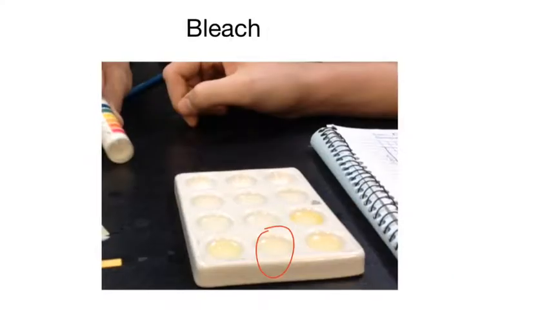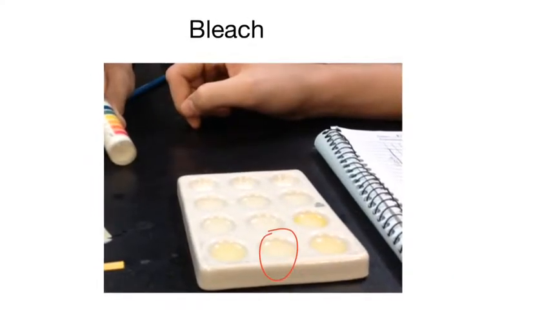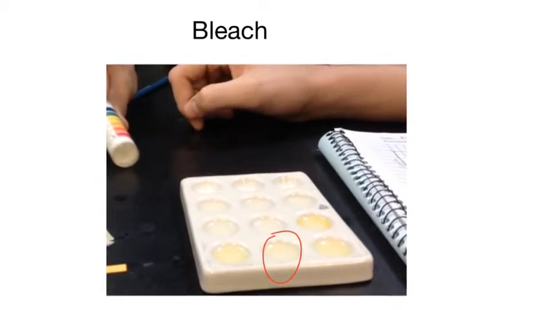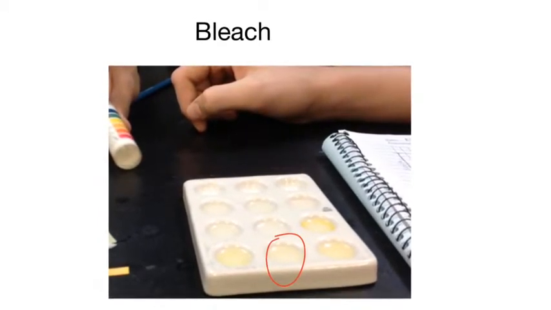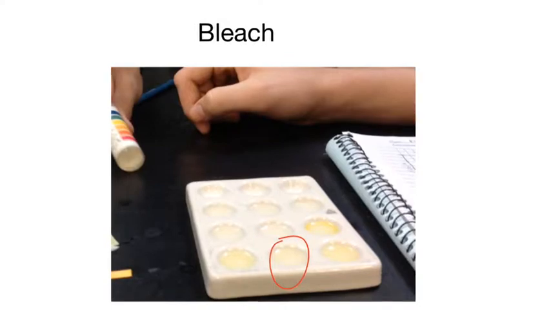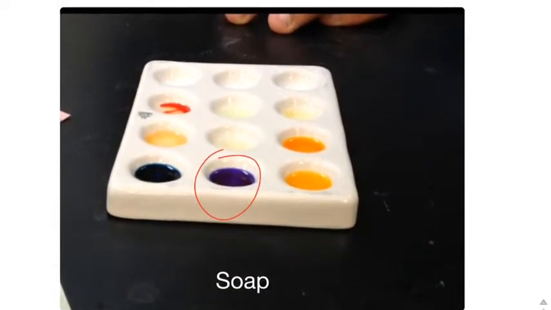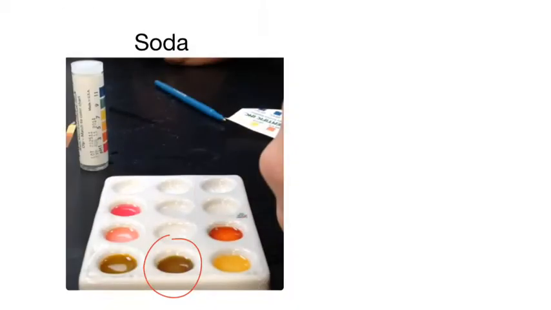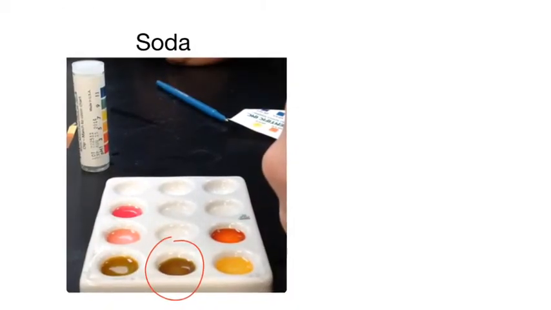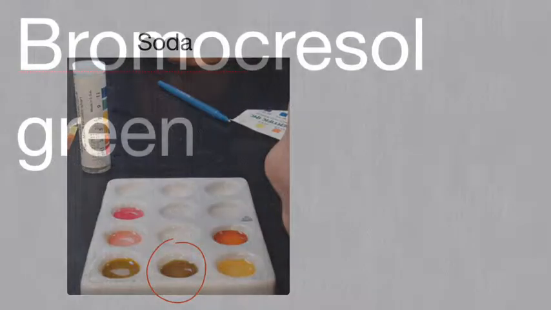When we put bromophenol blue into bleach, it turned blue indigo right away, and then quickly after it turned clear. Therefore it is a base because it turned indigo blue at first. It turned soap blue as well, therefore it is a base. For soda, we got more of a yellowish color than blue, so it's an acid.